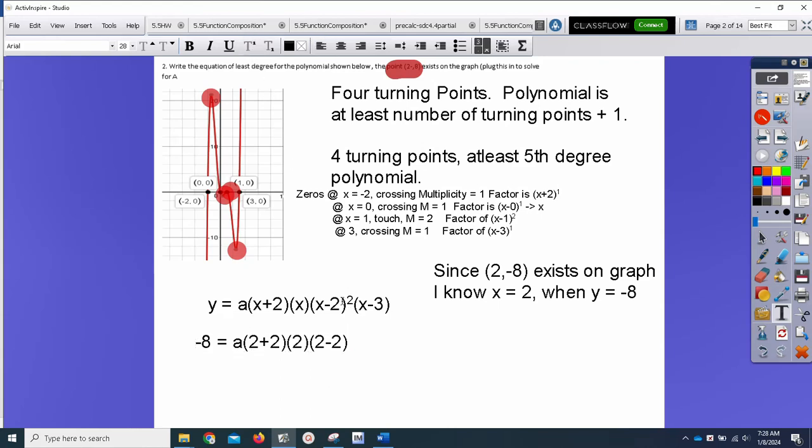That's not 2. I'm making all sorts of mistakes here, aren't I? I don't know why I wrote down x minus 2. And then 2 minus 3. Probably because it's Monday. This little guy is supposed to be squared. Do some evaluation. -8 equals a, 2 times 2 is 4, times a 2 minus 1, even a 1 squared is still 1, times a -1. This will give me -8 equals a times a -8, because 4 times 2 times 1 times -1 is -8, so my a value is 1.